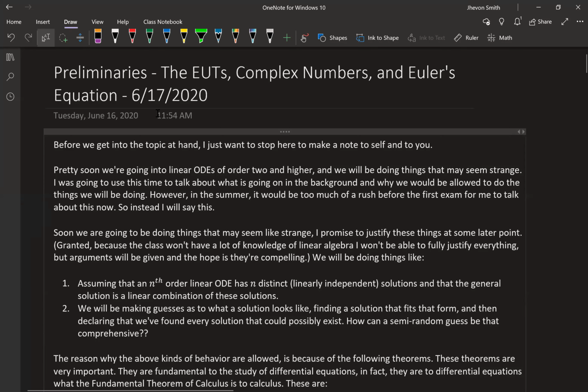I'll also be doing things like, we're going to make random guesses as to what a solution looks like. We're going to work out a method that actually conforms to the way that we assume the solution looks like. And then we're going to say, okay, all possible solutions are going to look like this thing that I randomly guessed just now. And that's going to be strange for some people. I know it was strange for me.